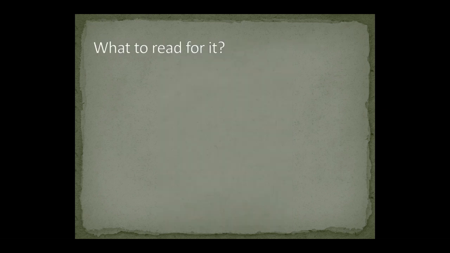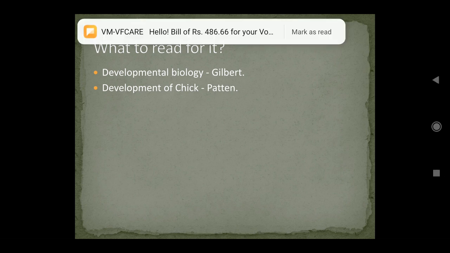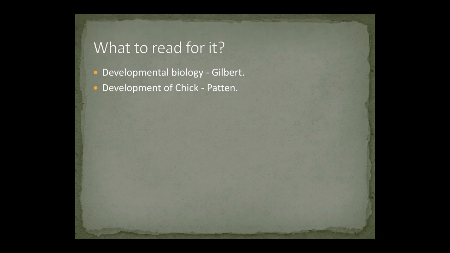And what to read for this unit? There are books like Developmental Biology by Gilbert. We also have Pattern Development of Chick. Some books like Kotpal and Jordan Verma also have a small topic or small portion on developmental biology of chicken. Especially Kotpal will give you development of chicken, development of frog, a comparative account of different animals' development. So we can use that book as well.